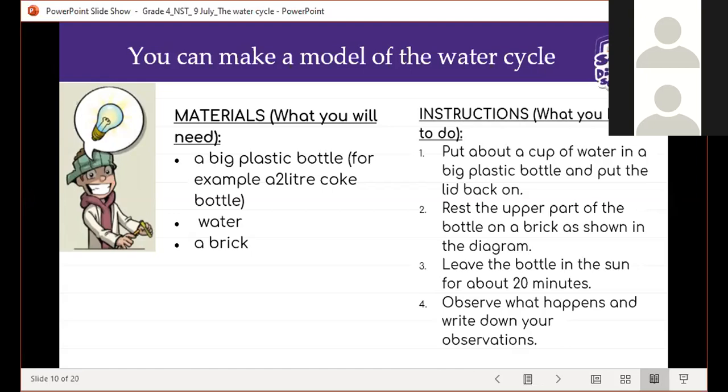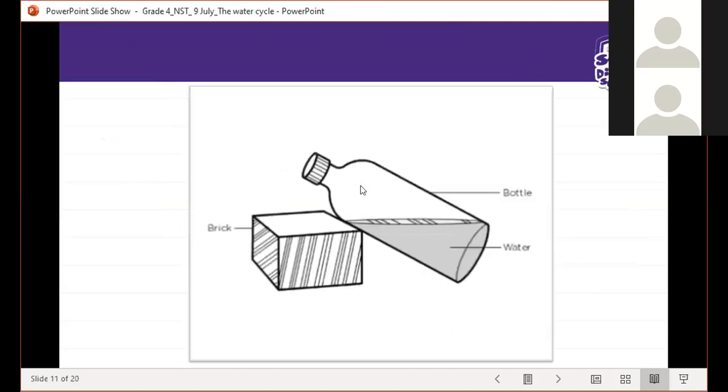Okay, so firstly, you would need to put a cup of water and put the lid back on. All right, so then you need to rest the upper part of the bottle on the brick as shown in the diagram, and I will show you guys the diagram in the next slide. Then you need to leave the bottle in the sun for about 20 minutes. Then you will need to observe what happens to your bottle that has water.